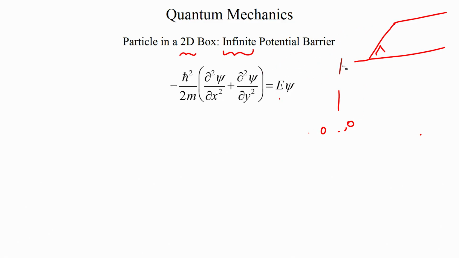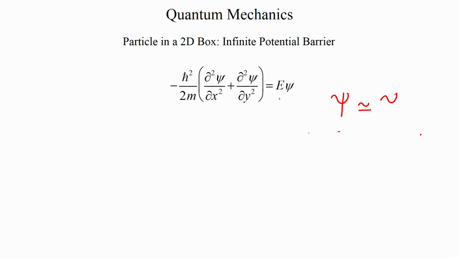So we want to solve Schrodinger's equation for this case. Since I chose a nice rectangular box, I can use one simple trick: I can say that my psi, the wave function for the particle, can be written as a product of two components, the wave function in the x direction and the wave function in the y direction.